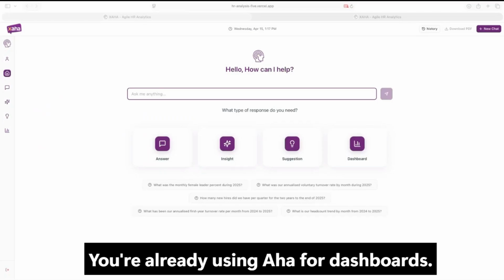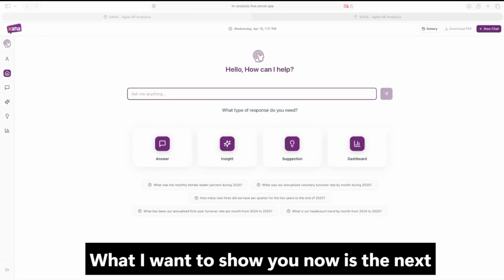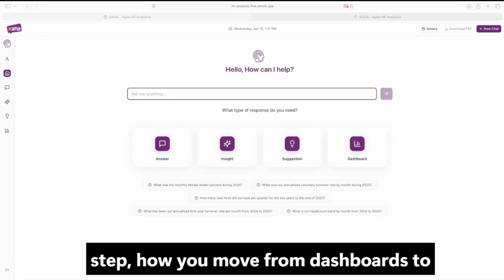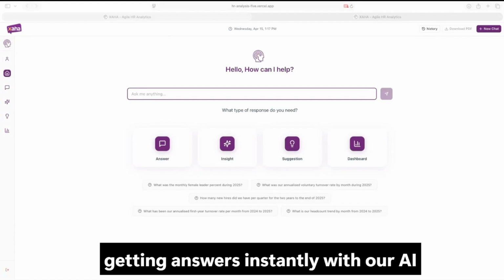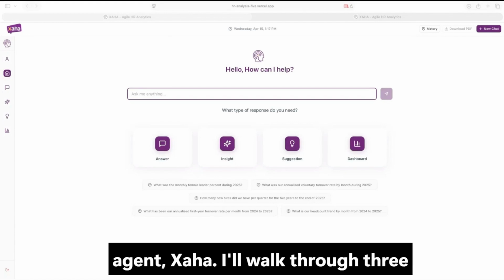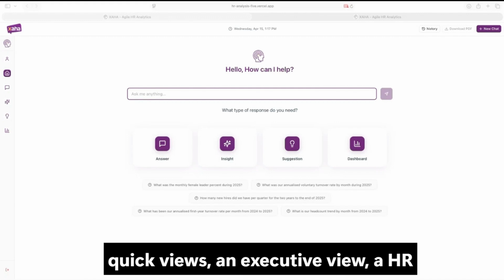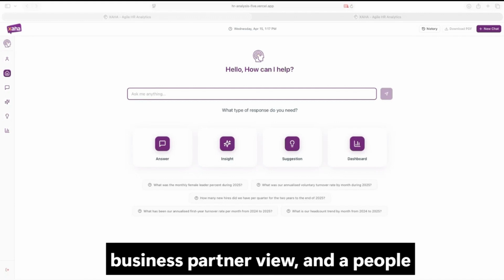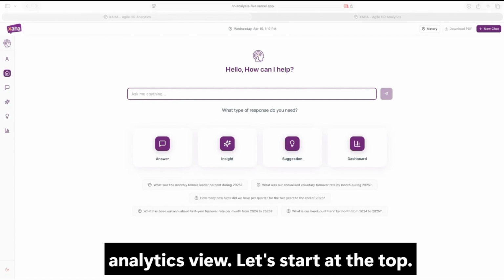You're already using AHA for dashboards. What I want to show you now is the next step, how you move from dashboards to getting answers instantly with our AI agent, XAHA. I'll walk through 3 quick views: an executive view, an HR business partner view, and a people analytics view. Let's start at the top.